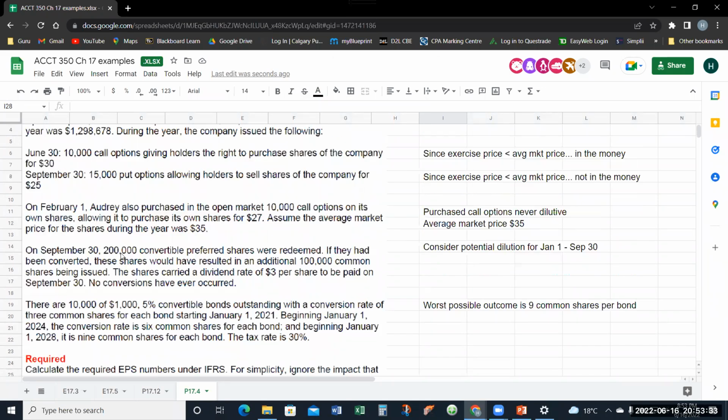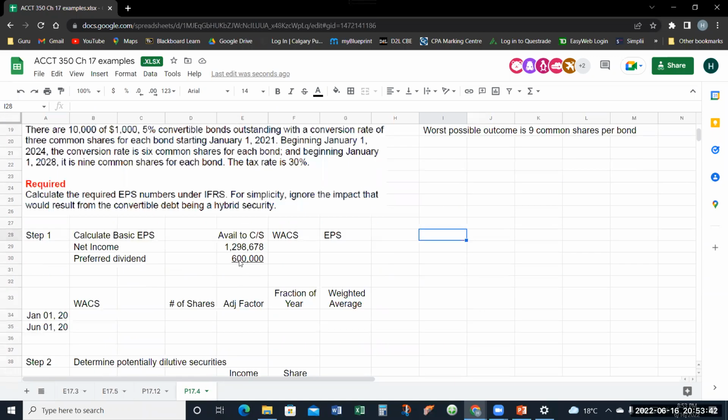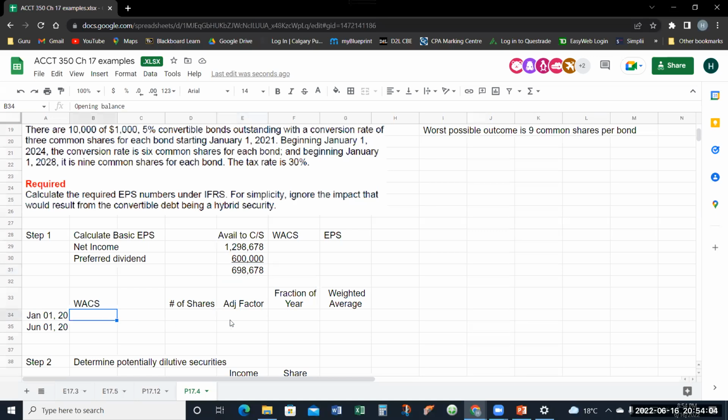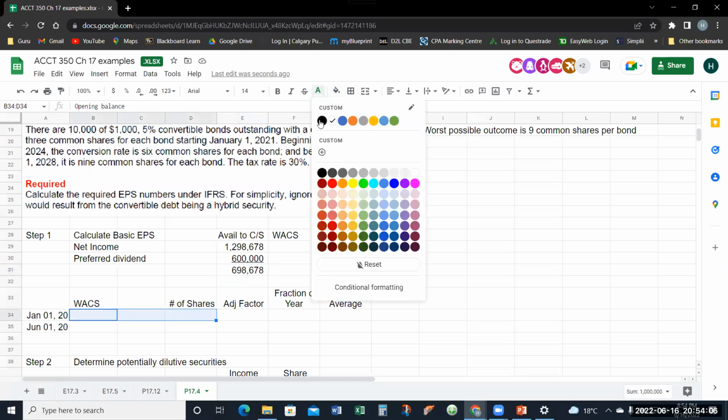There were 200,000 convertible preferreds. We paid them a dividend of $3 per share on September 30th. So 200,000 times 3 is 600,000. Subtracting 600,000 from the net income leaves us with net income available to common shareholders of 698,678. And then you want to divide that by the weighted average common shares. Now, what about the weighted average common shares? The company started with 1 million common shares on Jan 1st, so the opening balance is 1 million shares.